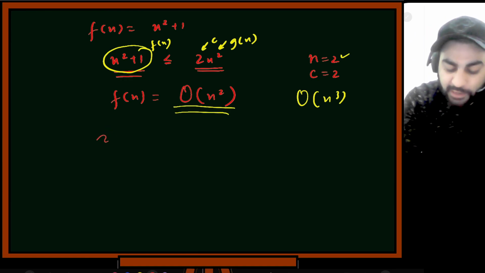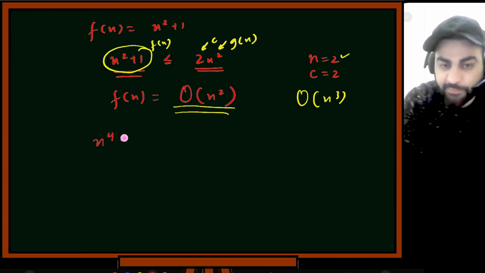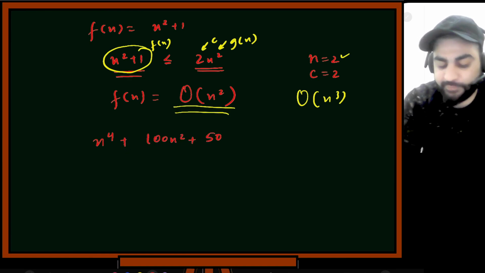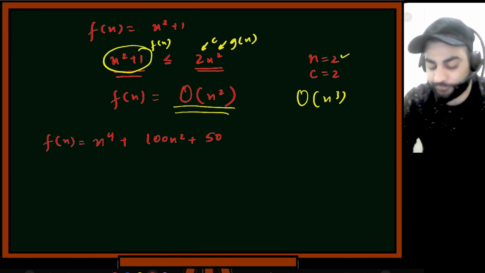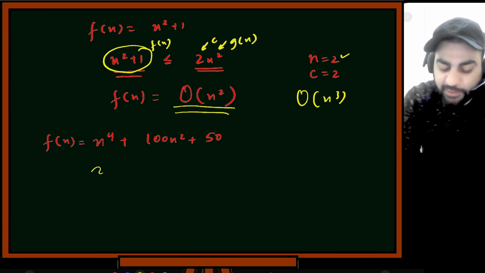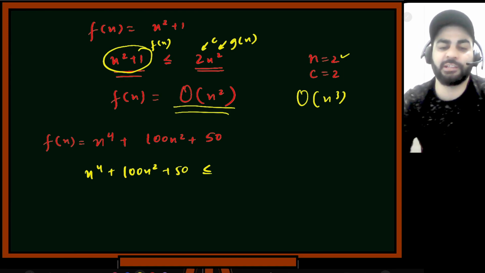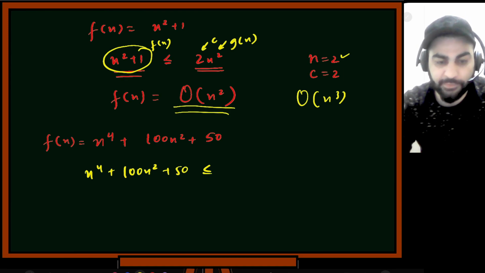Let's suppose we have n to the power 4 plus 100 n square plus 50. This is our f of n. Now I want you guys to do it. So this is our f of n. What is the value of n^4 plus 100 n square plus 50? Which function is it bound by?